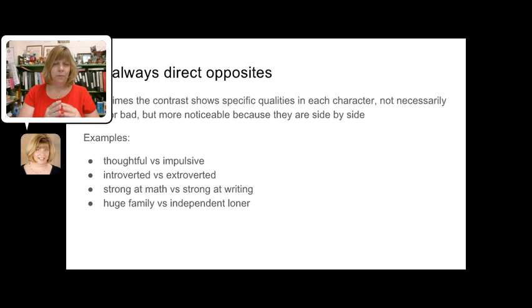So you might find characters who are thoughtful next to someone who's more impulsive, a character who's introverted next to someone who's extroverted, someone who may be strong at math versus someone who's strong at writing, maybe someone who has this huge family unit and someone who's an independent loner. But because these two are placed side by side, the author is trying to show you something more specific about each one of them.